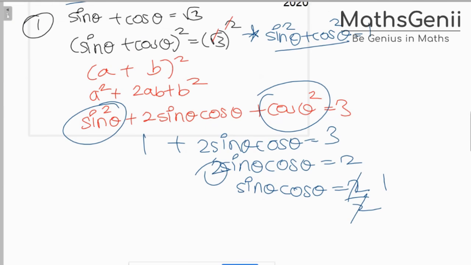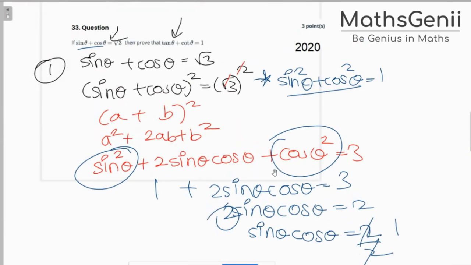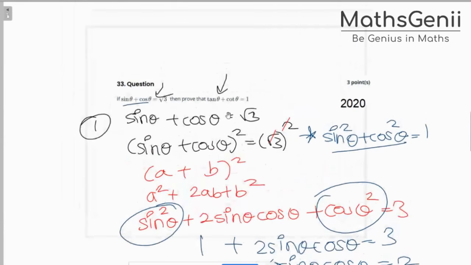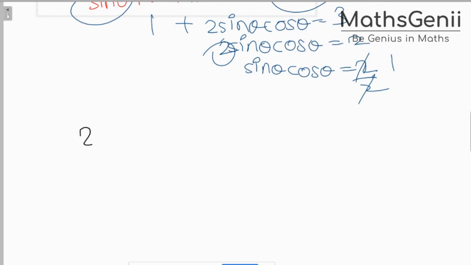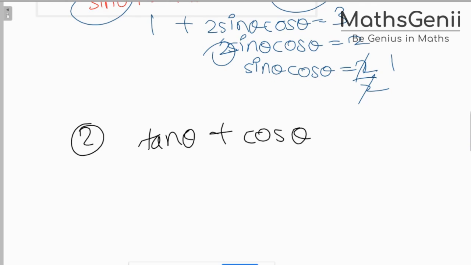So first part of the question I'm done. Okay? First part of the question is done. Now second part of the question. Tan theta plus cot theta is equal to 1. We have to prove this.